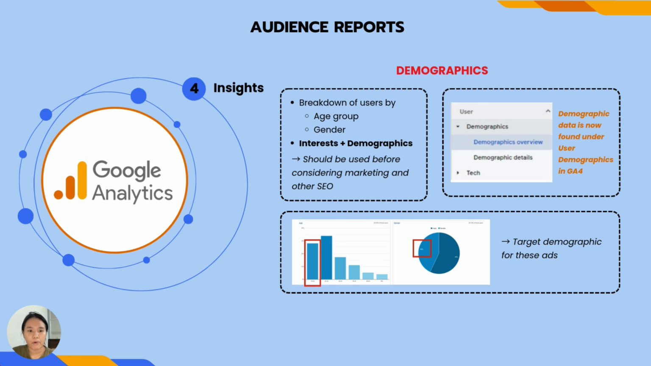Up next, the demographics. Demographics include age and gender. This is really helpful when aligning your target market with actual visitors. If your YouTube ads target females aged 18 to 34, but analytics shows your website visitors are mostly males aged 35 and above, you instantly know the targeting is off or your landing page doesn't match your ad's promise.